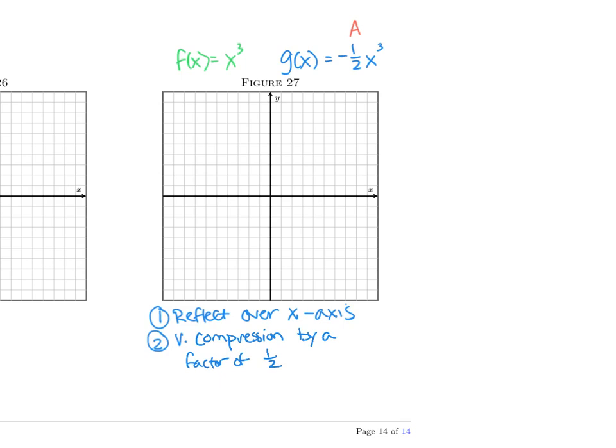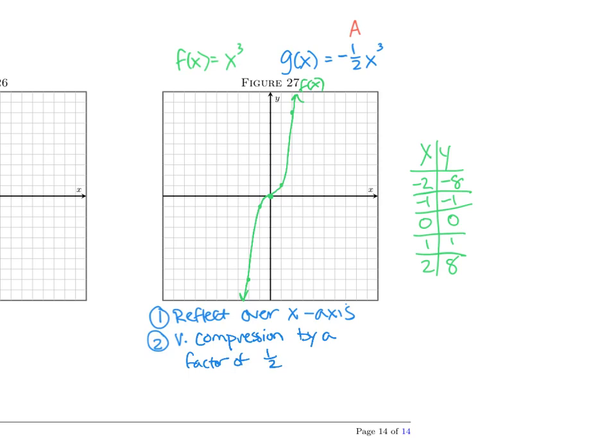Let's start by graphing our parent function. And this is going to be the same parent function as we had before. So I'm going to quickly make that table. We're going to be practicing these a lot, so hopefully you get a little bit more comfortable with them. Okay, so that's our f of x.